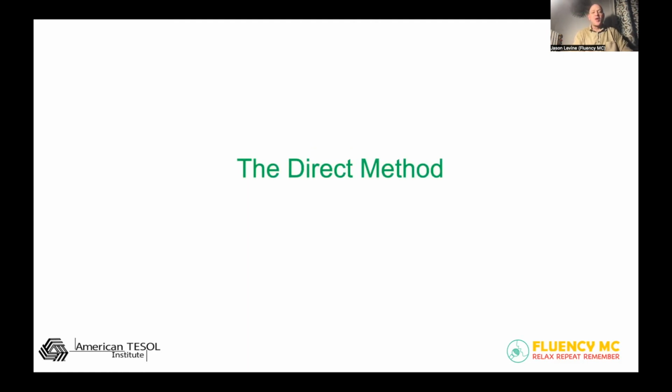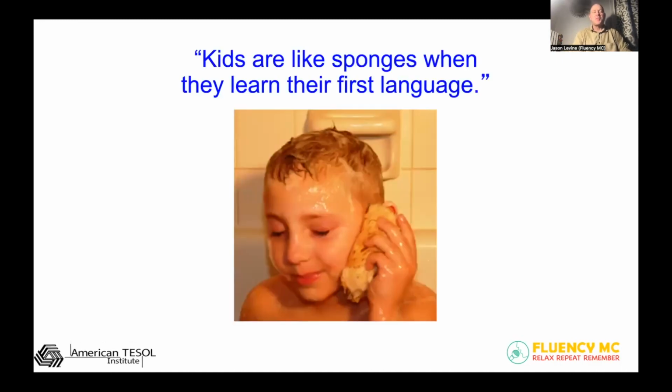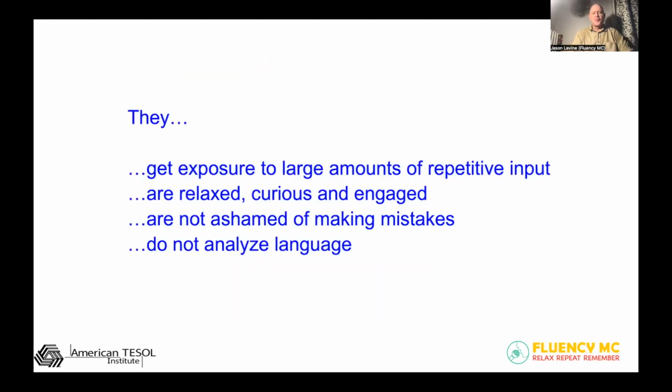What came along next was a really huge revelation, which was not just, okay, if we want to communicate, we can't use grammar translation, but we should be thinking about how people learn their native languages, right? Oh, how do kids learn it? Aren't they like sponges? Don't they get a lot of input? They're relaxed, curious, engaged, and not ashamed of making mistakes. They don't have the capacity yet to analyze language. Can we create situations for learners in a classroom that mirror some of this?